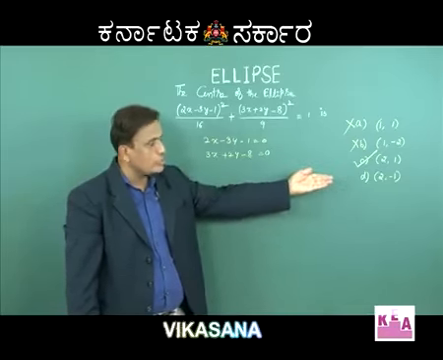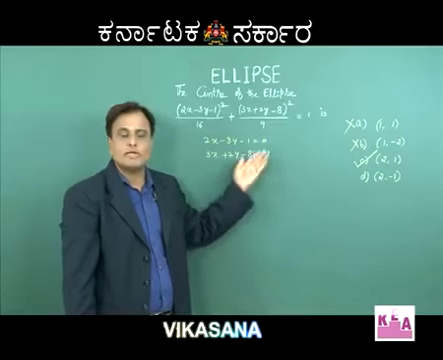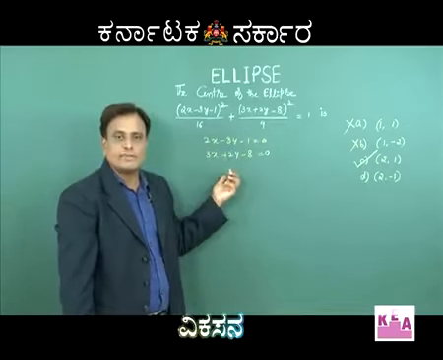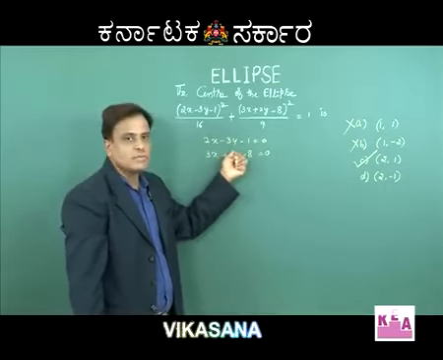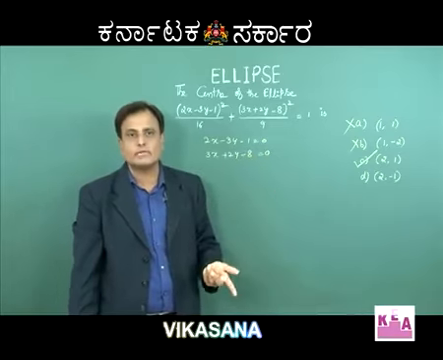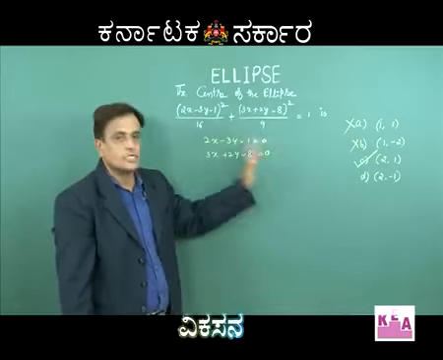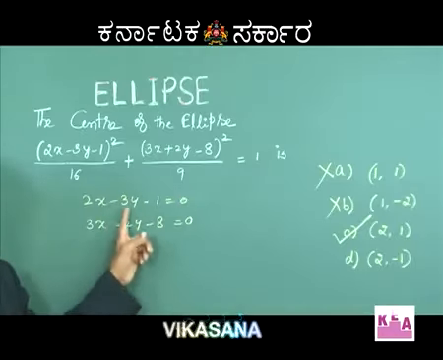If you want, you can check option D also; definitely it will not satisfy both equations. We will try once again option D. 2 into 2, 4, 4 plus 3, 7, minus 1, 6 is equal to 0? Not correct, therefore option D does not satisfy the given equations. Only option C is satisfying both the equations.